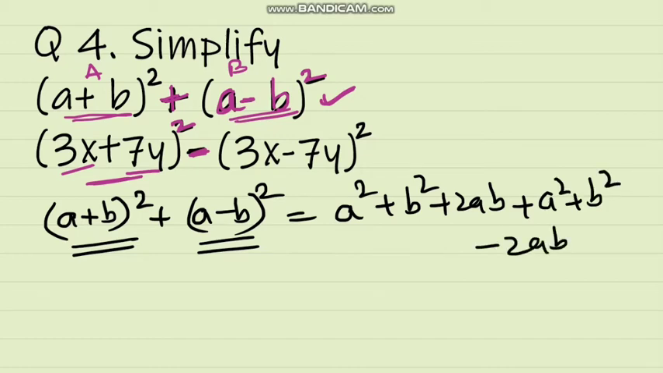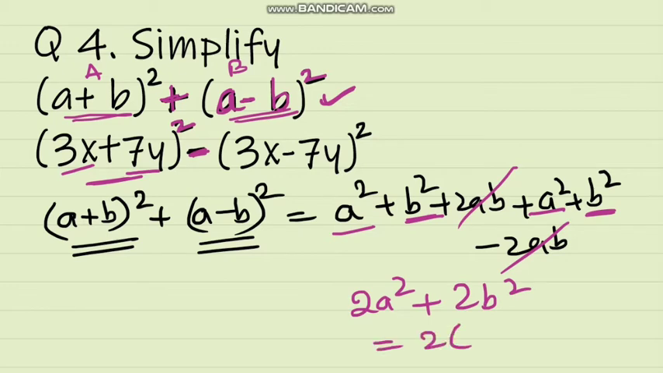Now see, plus 2ab and minus 2ab get cancelled. Now a square and a square together you will get 2a square, and b square and b square together you will get plus 2b square. So if you take out 2 common, you will get 2 times (a square plus b square). So it's very simple, children. It's not very difficult. But yes, you have to remember the identities. You cannot apply wrong identities. If you apply wrong identities, you will get the wrong answer.